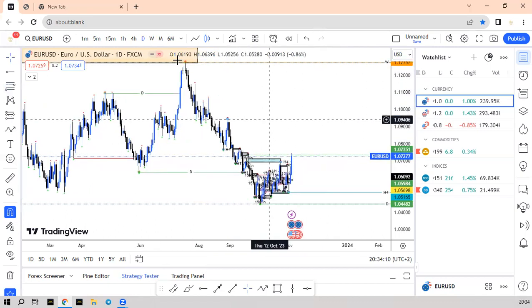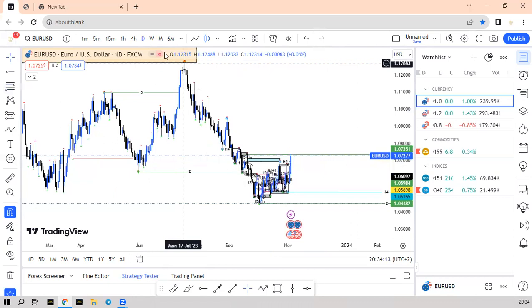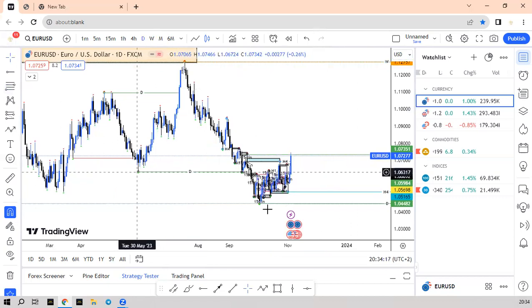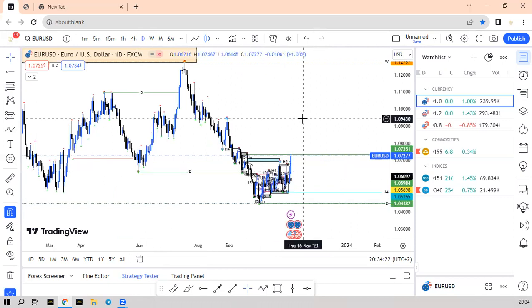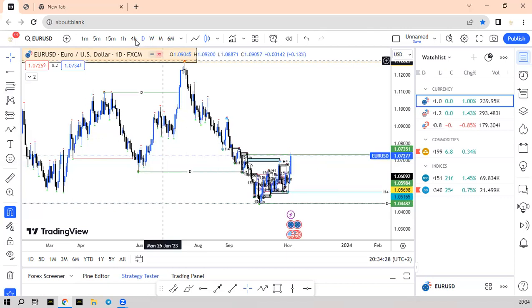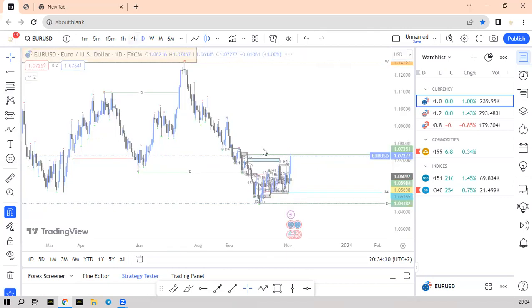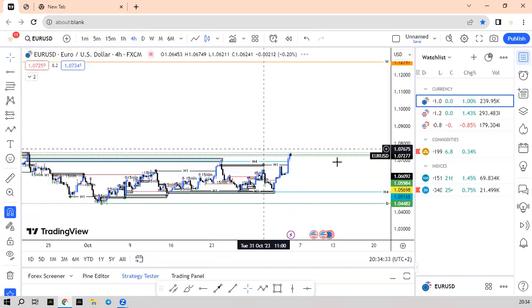Okay, for now, we have this strong daily high. We've broken this daily low. We've created a daily low here. So we are currently on a retracement. So on smaller time frame, H4 should be bullish so that we can take advantage of the pullback. So jumping into H4.